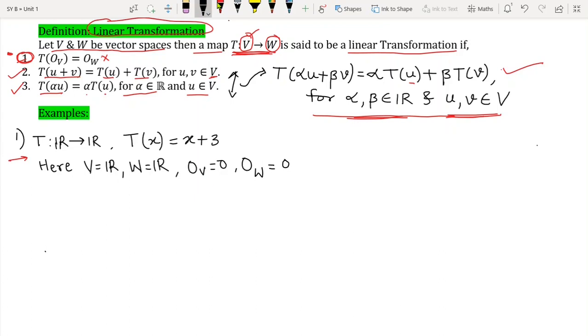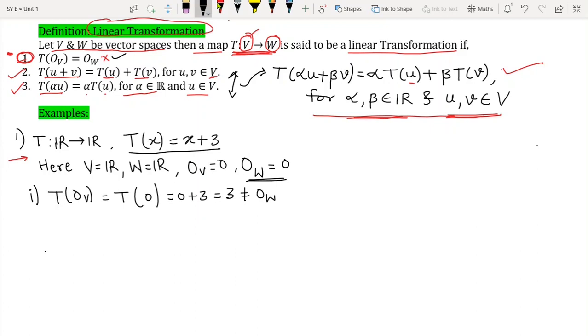Now we'll go for this first condition, right? So T of 0V will be equal to what? T of, now 0V is our usual 0, which is equal to, now try to use this definition of the function. So what will be our T of 0? It will be 0 plus 3, which is equal to 3. So is it our 0 of W? Not at all. This is not equal to 0 of W. So this first condition is failing, right? So therefore we can directly say that T is not a linear transformation.